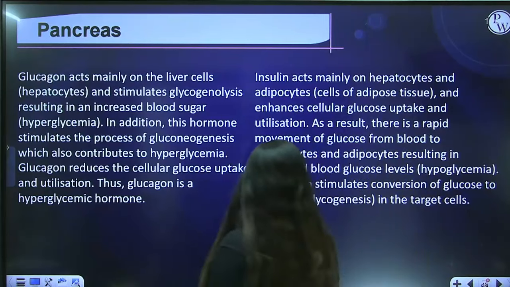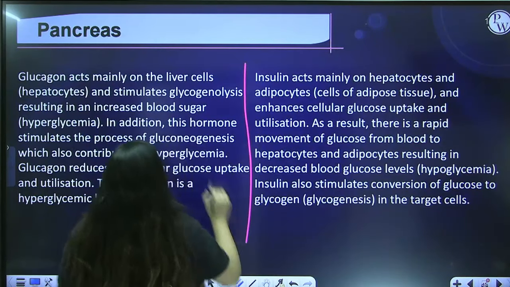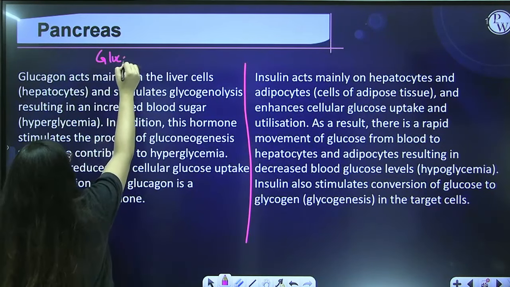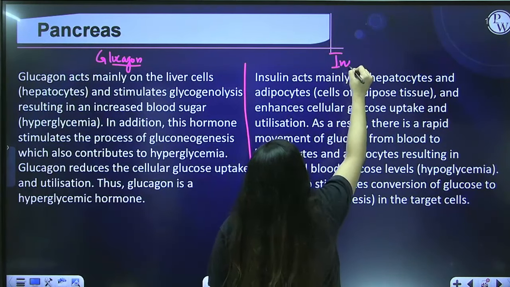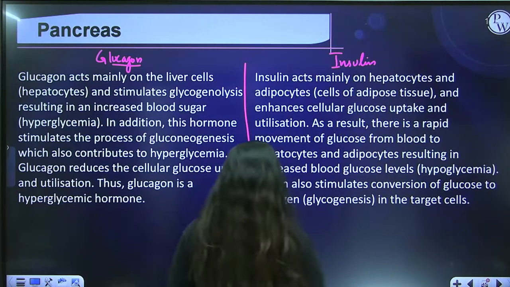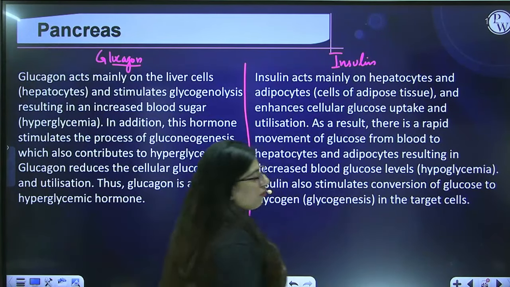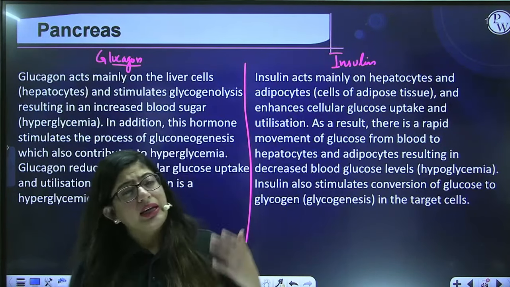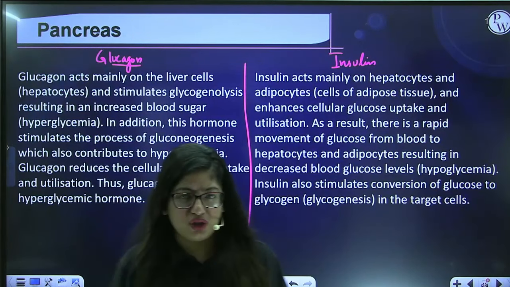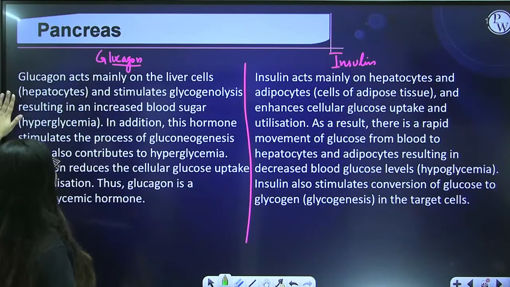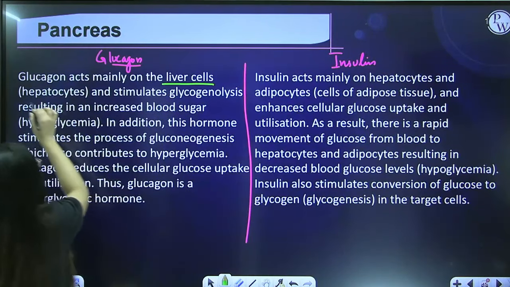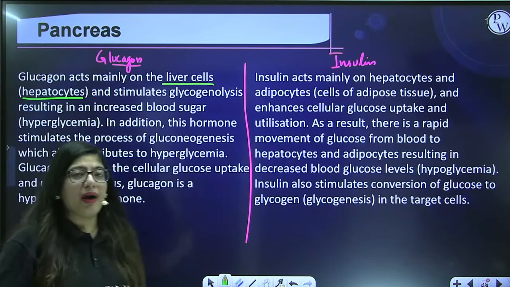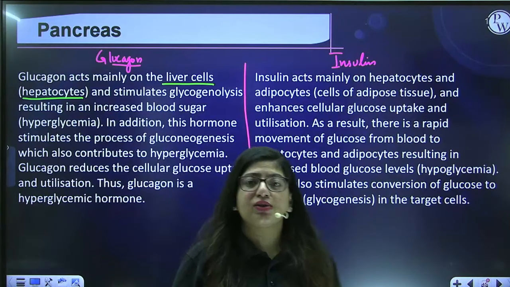So here you can see, guys, this one is for glucagon and this one is for insulin. Now, what are the functions performed by these hormones? How are they increasing or decreasing the blood sugar? First, glucagon acts mainly on the liver cells. What are liver cells? Hepatocytes. The word hepato is always used for liver.